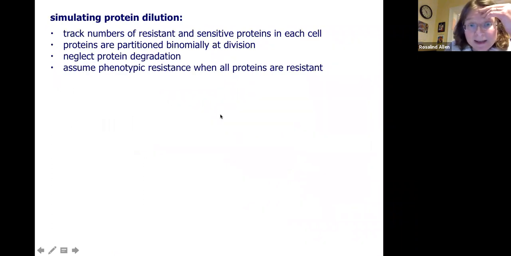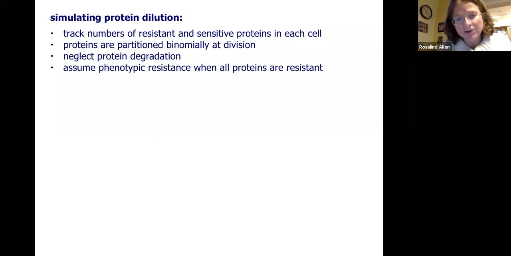So we can also simulate this mechanism. To do that, we simply, again, track each cell, but this time, rather than tracking gene copies, we track the numbers of resistant and sensitive proteins. And we say that when the cell divides, it partitions its proteins binomially. So there's a binomial probability of proteins going to one daughter or the other. We're going to ignore degradation of the protein molecules. We're just going to assume they're diluted. And we're going to assume that we have phenotypic resistance when all the proteins are resistant.